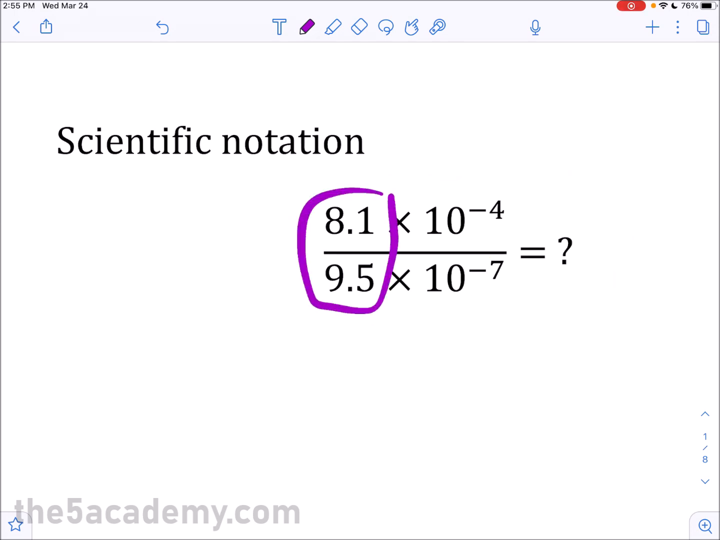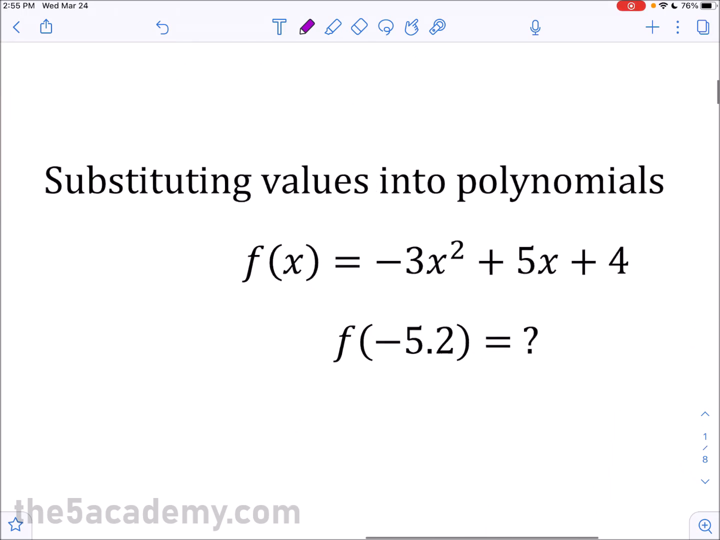So what you would do is just divide these out and then divide these out. You should know how to divide exponents like this. That's a later skill, but this is something that you should be able to do. It's a little bit more complex for addition and subtraction.